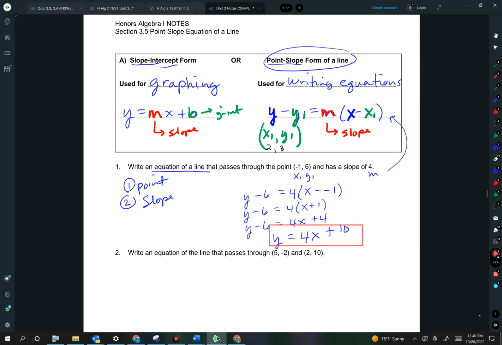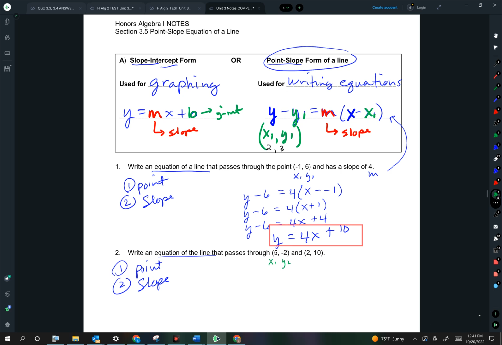Okay, so let's look at number 2. Write the equation of a line. That means my go-to is point slope. So I need a point and I need a slope. This is kind of like my checklist. Do I have a point? Well, yeah, I actually have 2 points. Does it matter which one I call the x1, y1? Not at all. So I'm going to call this one here my x1, y1.